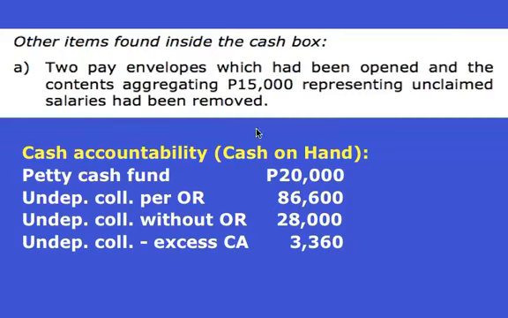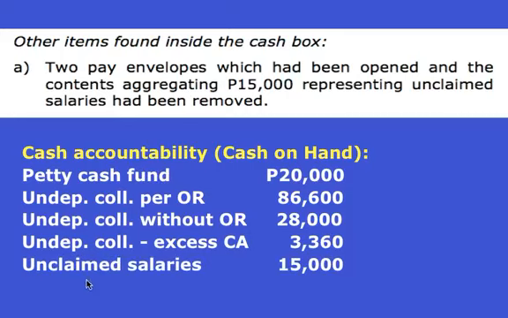Okay? Paano na yan? Katulad nung nangyari sa problem, hindi sinabi kung anong nangyari sa 15. Basta sinabi lang, may pay envelope wala nang laman. Nasaan na yung 15? Dahil silent ang problem, ang assumption dyan, nagamit yan. Nagamit yung 15. At dahil nagamit yan, isasama natin yan sa accountability. Okay? So, kaya lalagay mo dito, another accountability yan: unclaimed salaries. Ang assumption, nagamit siya kasi silent.